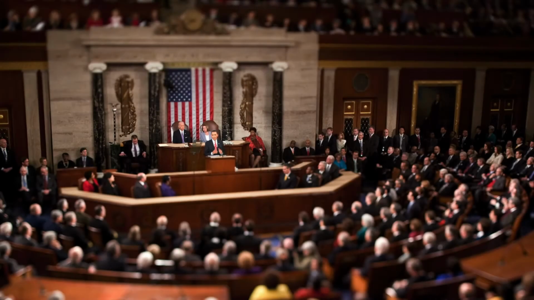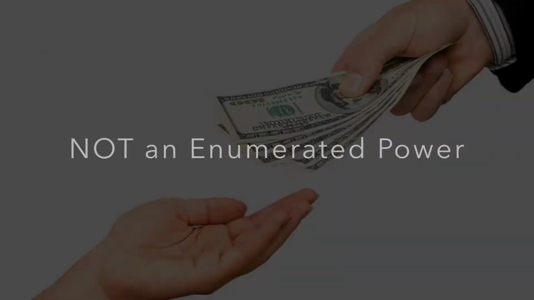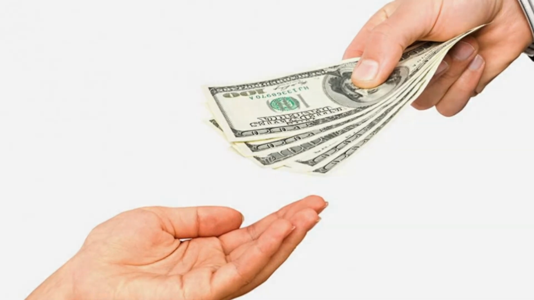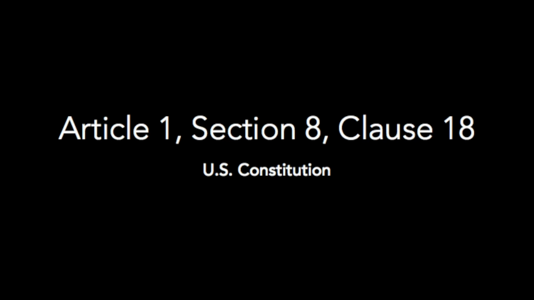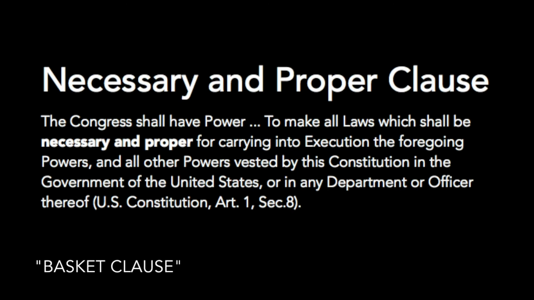The federal power to exercise eminent domain is not one that's expressly given to Congress. It isn't what's called an enumerated power. Simply put, there's nothing in the Constitution that specifically says, hey government, take what you want as long as you pay for it. Eminent domain actually comes from what's known as the necessary and proper clause. And this comes from Article 1, Section 8, Clause 18 of the Constitution. It's also called the elastic clause, or sometimes the basket clause. It states that Congress shall have the power to make all laws which shall be necessary and proper for carrying into execution powers vested by this Constitution.